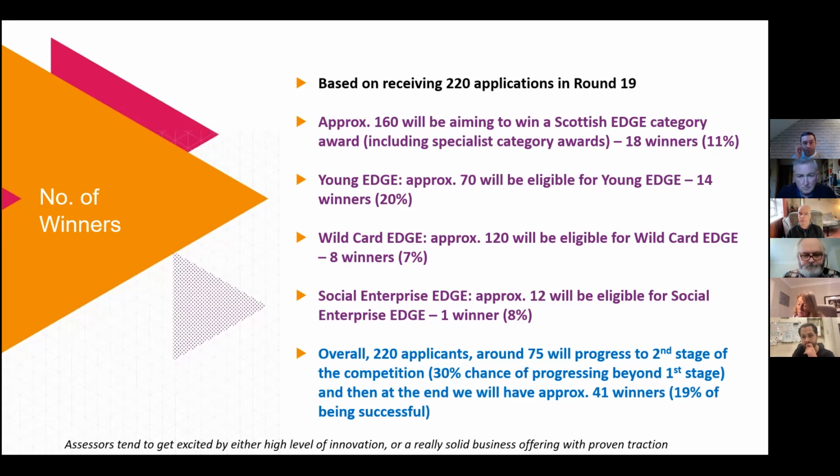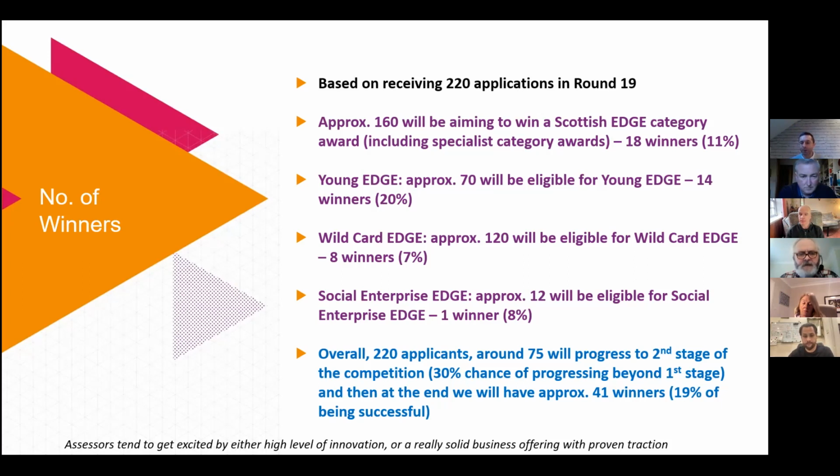If we do that, a certain proportion of them will just be focused on the Young Edge and Wildcard categories. But we think around 160, if you go in 220, will be looking to win Scottish Edge. Going through, including our social enterprise award and the various other category awards we have within Scottish Edge, we will have around 18 winners, which gives you about an 11% chance of success. So if you're coming into the competition, again, just focusing on that word competition, you've got about an 11% chance of winning the Scottish Edge award.